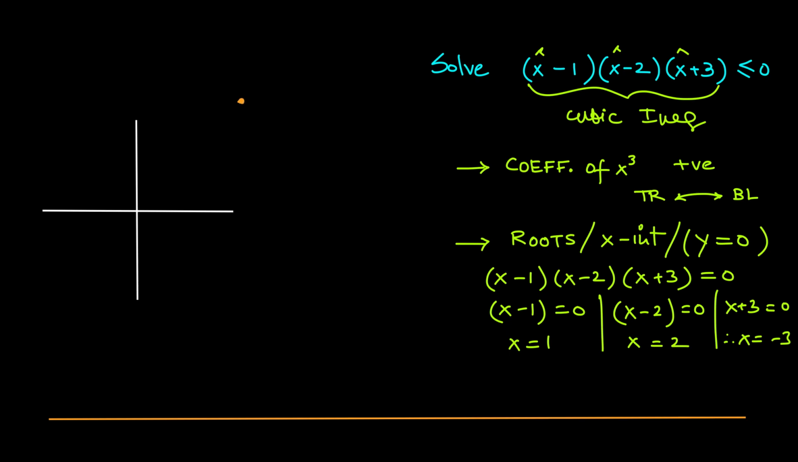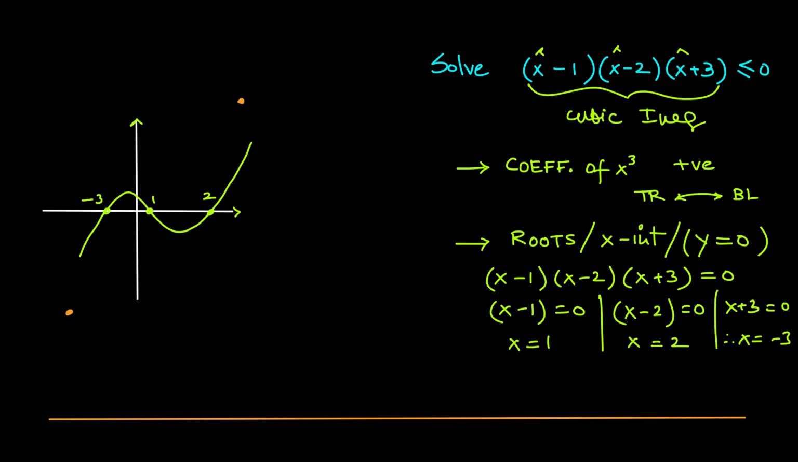It will start from here. It will go somewhere over here. It will pass through two positive and one negative root. So the graph goes something like this, and like this. This is 1. This is 2. This is negative 3. It's not drawn to scale. It's a sketch. It fulfills the purpose.